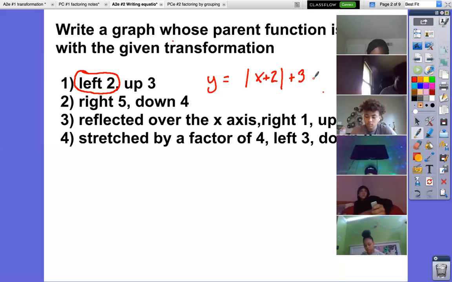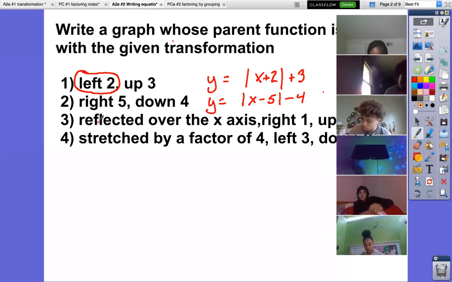Now, with that said, again, I apologize for this, but I see Jasmine. So Jasmine, I've got y equals, and it says right 5 and down 4. What's that going to look like? -5 and then -4. That's exactly right. There you go. I'm just trying to make sure that you all have a chance with me here to walk through this.